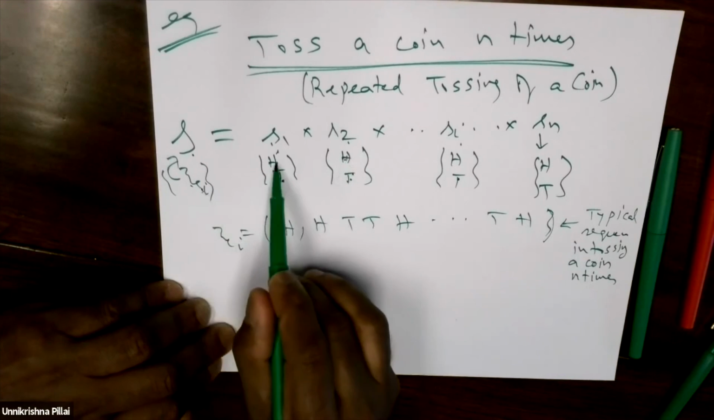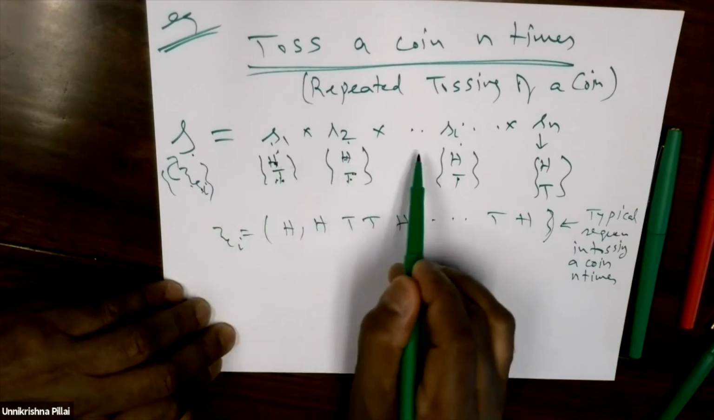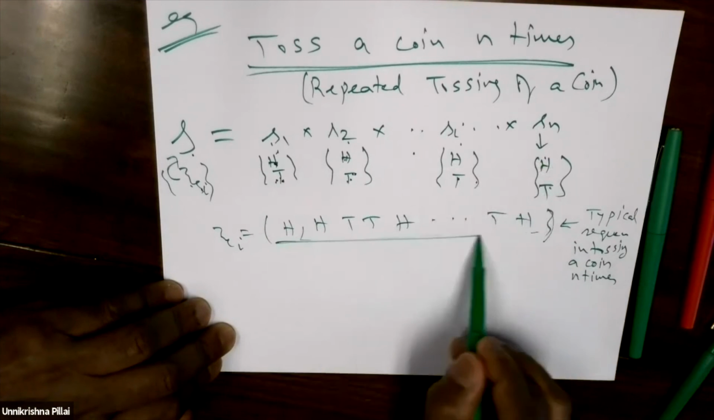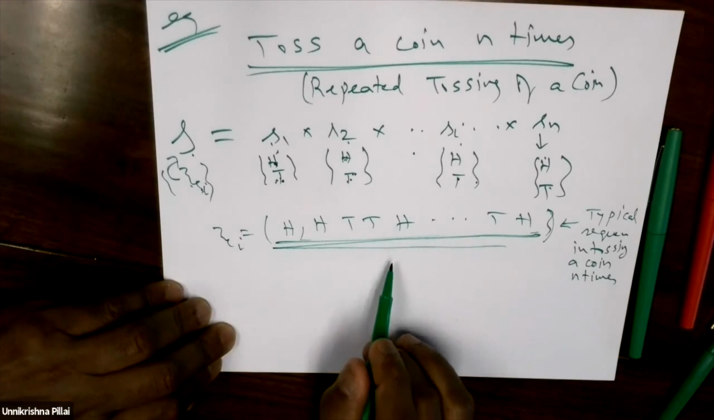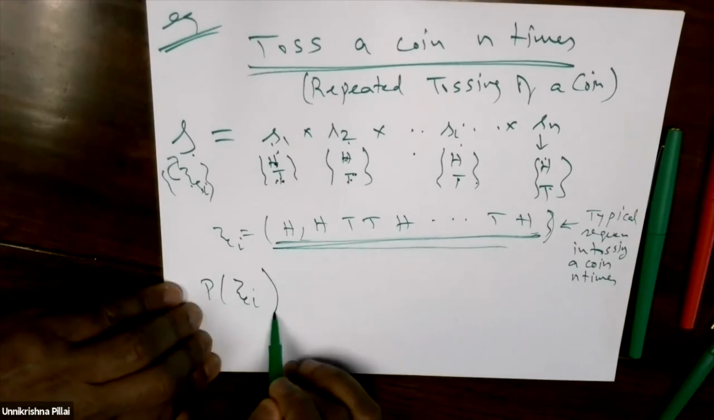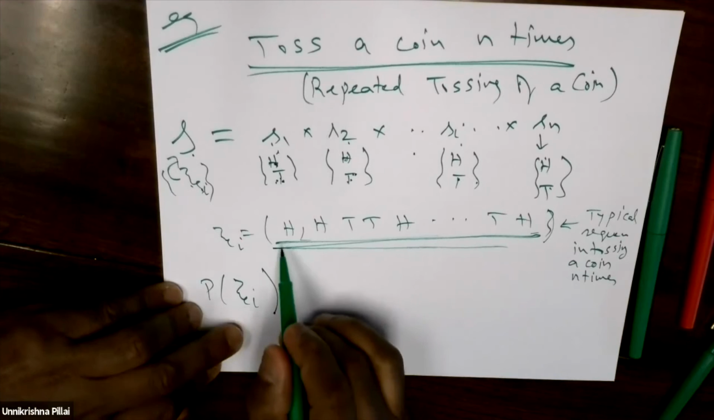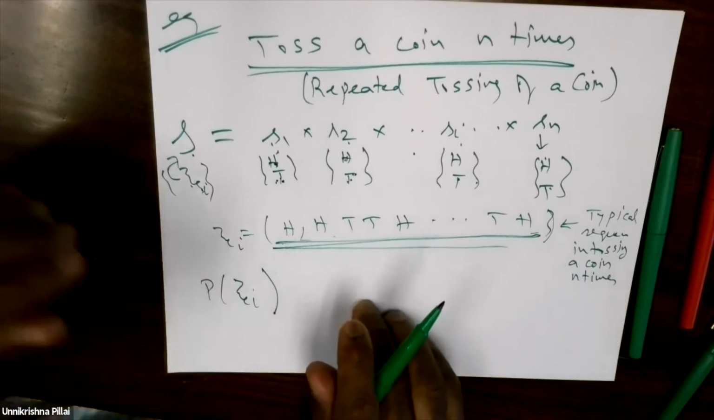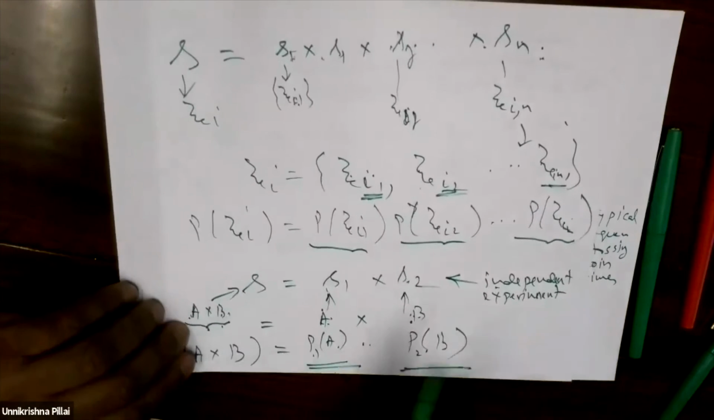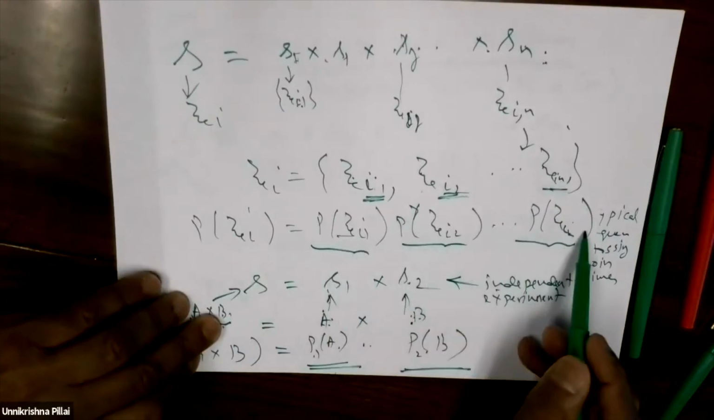Whereas here, it's one entry from here, another entry from here, one entry from here, another entry from here, etc. So a typical sequence is going to look like this. So the question is, what is the probability of this typical sequence? From what we discussed earlier, the probability is going to be the product of the probabilities.